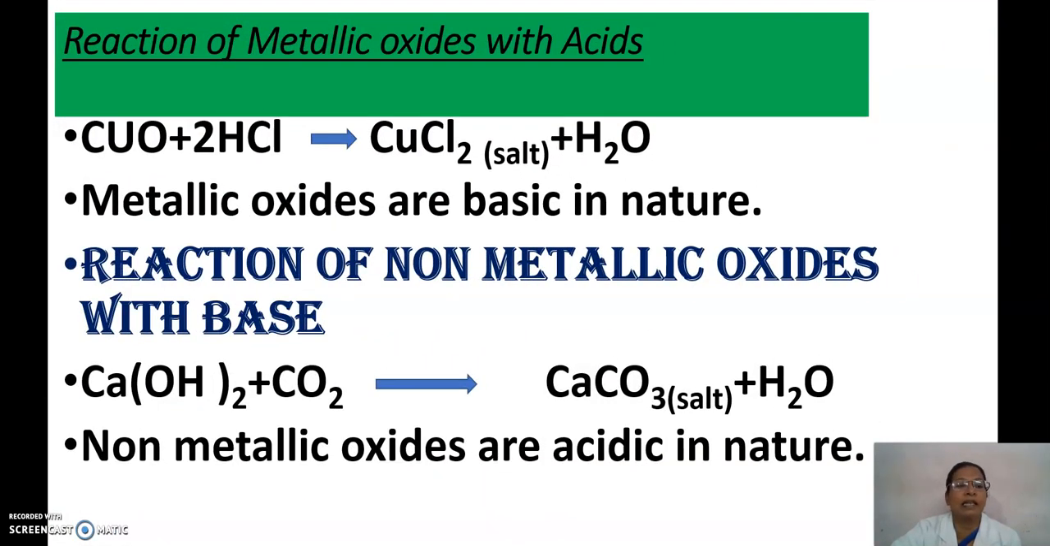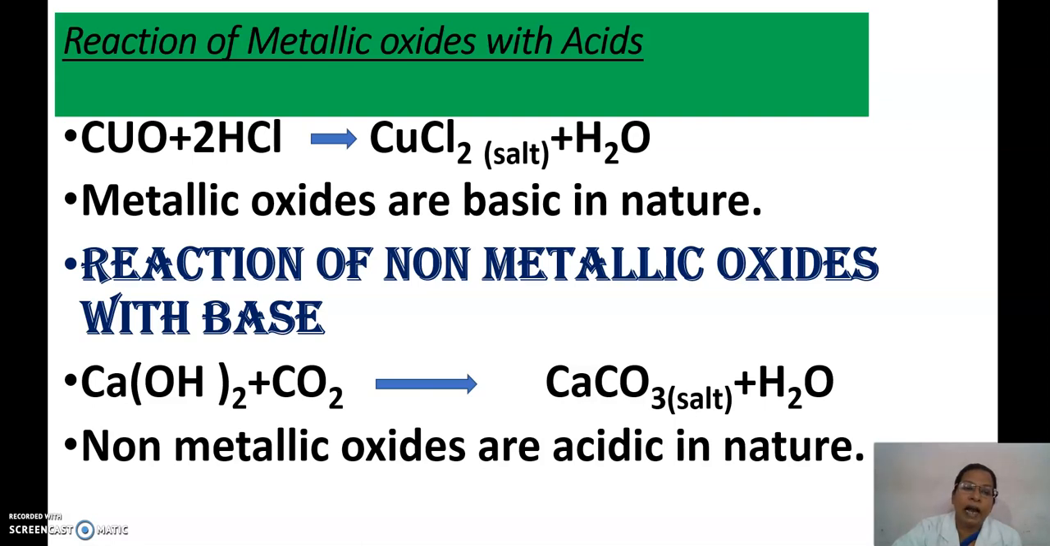Then we can see the next reaction, that is the reaction of metal oxides with acids. So here I have written the example of copper oxide. Copper is a metal and copper oxide is a metallic oxide. When it is reacting with hydrochloric acid, the products are copper chloride plus water. Copper oxide is a black powder.